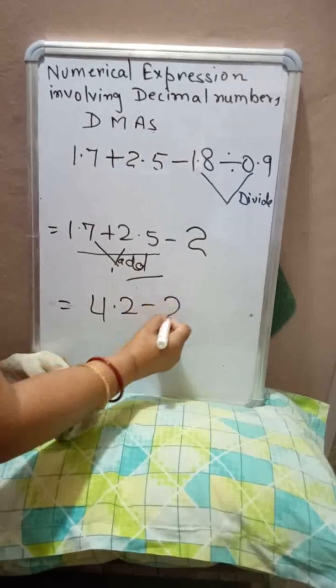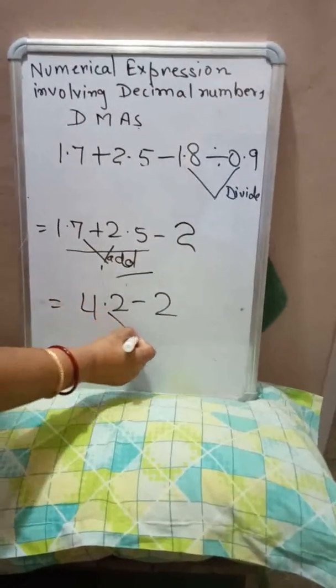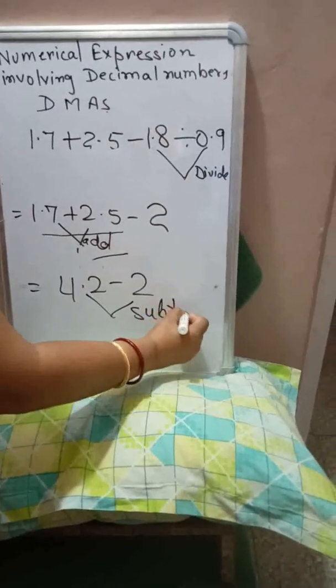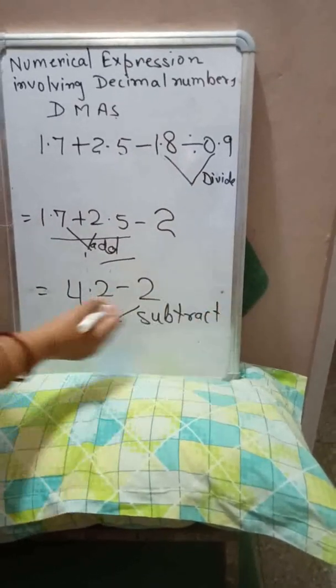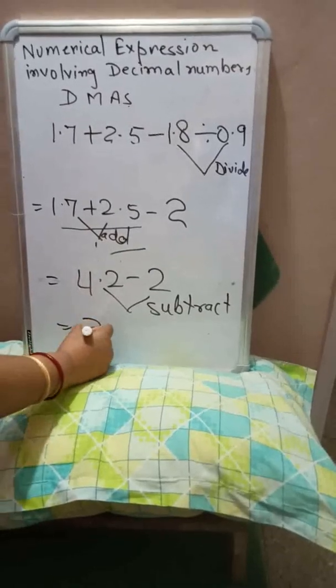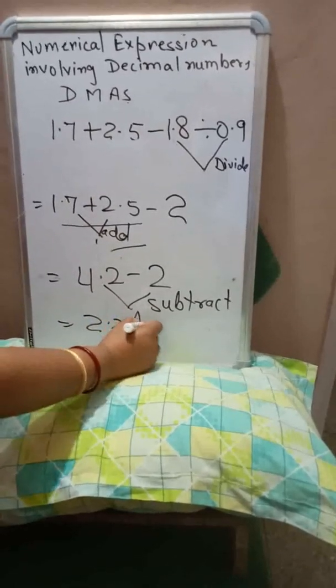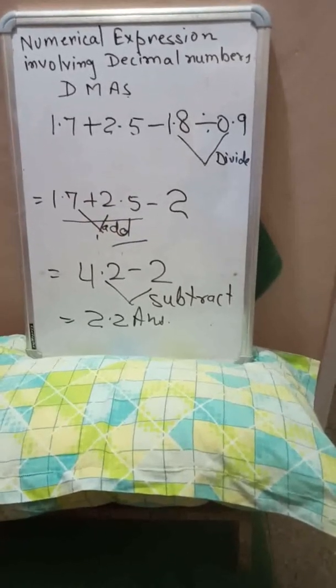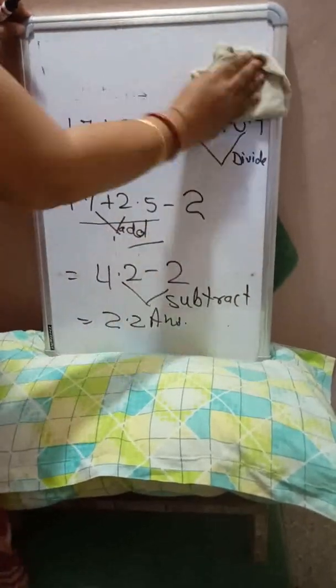4.2 minus 2. Now lastly, in this third step, we have to subtract, correct? We have to do subtraction. So 4.2 minus 2 equals 2.2. So this is the answer after simplification. So now let us move to worksheet number 3.